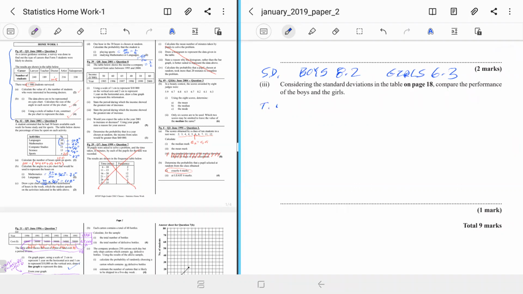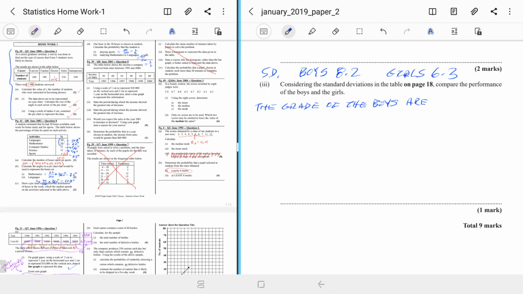Depend on how I write it. The grades are the performance. We're talking about the grades, right? The grades of the boys. Talking about the boys now.